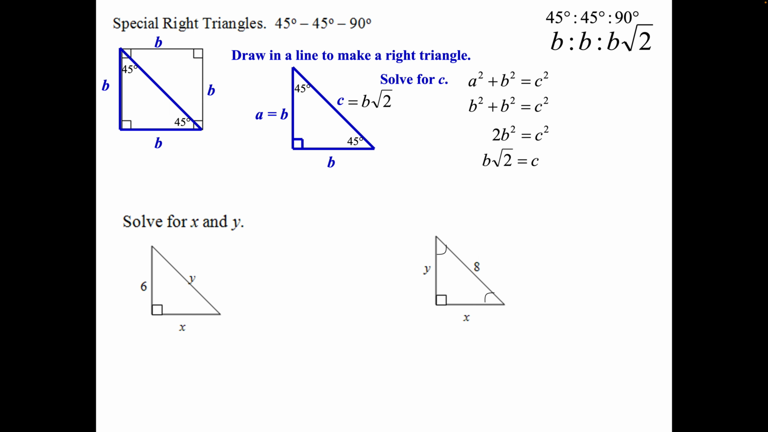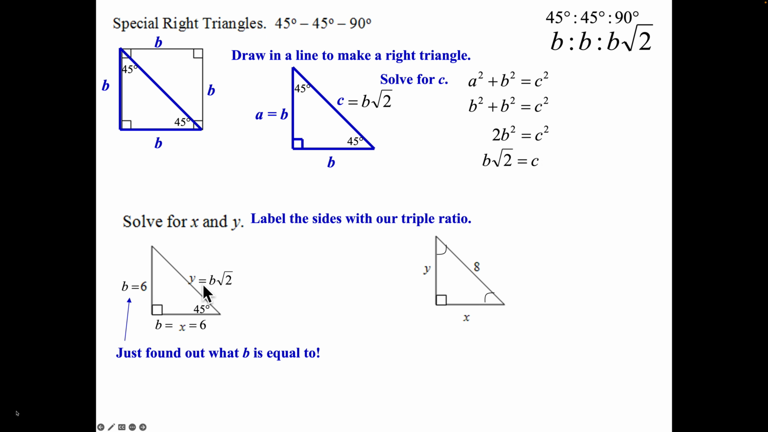So if we were asked to solve for X and Y, right now you cannot assume that this is a 45, 45, 90 until they put something in here. So I'll put in the 45, and now you only need 1 because this is going to be 45 degrees too. So then we'll put in our B's. B equals 6, B equals X, and B square root of 2 is equal to Y. So X is equal to 6. Y is equal to 6 square root of 2.